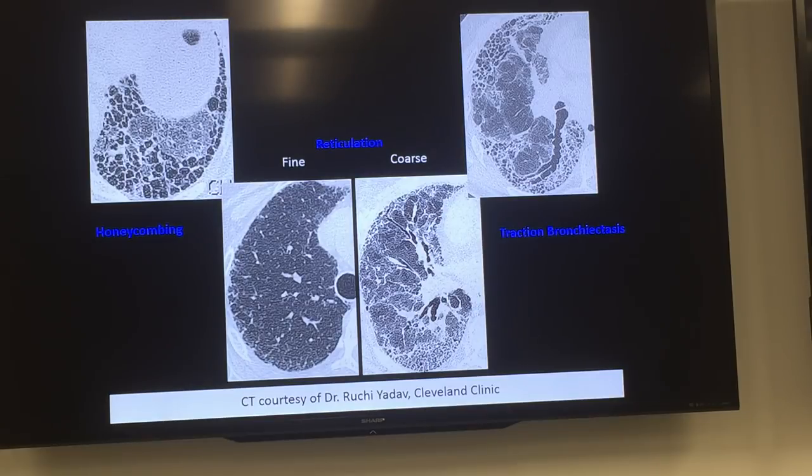So the top left is honeycombing. The top right shows an area of traction bronchiectasis, which is basically just fibrosis pulling on an airway from all directions, so it just gets expanded. It's not true honeycomb.